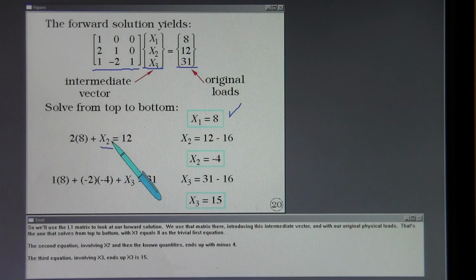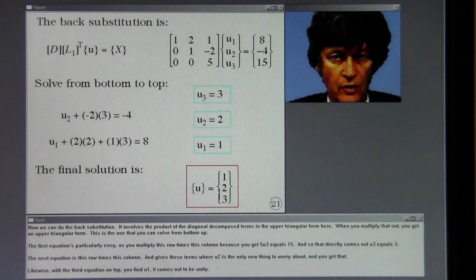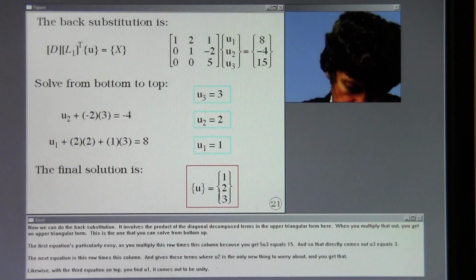Involving x2, and then the known quantities ends up with minus 4. The third equation involving x3 ends up with x3 is 15. Now we can do the back substitution.